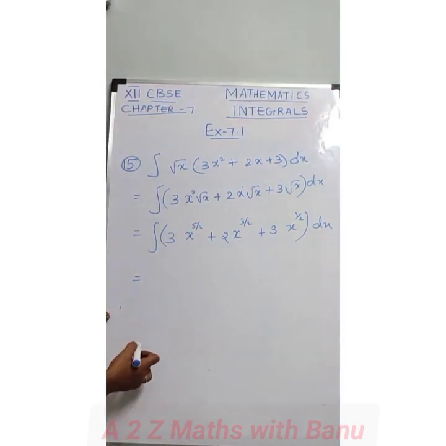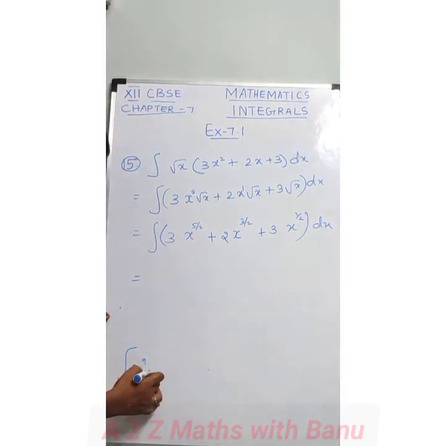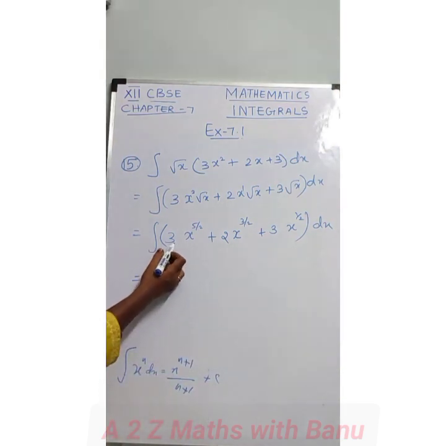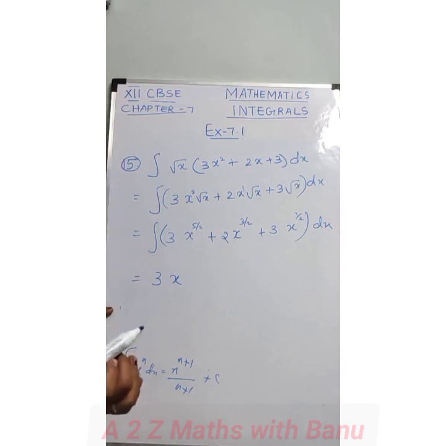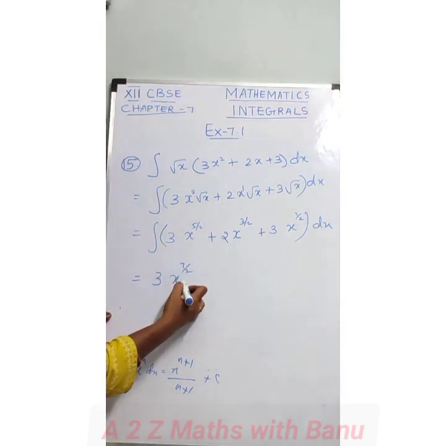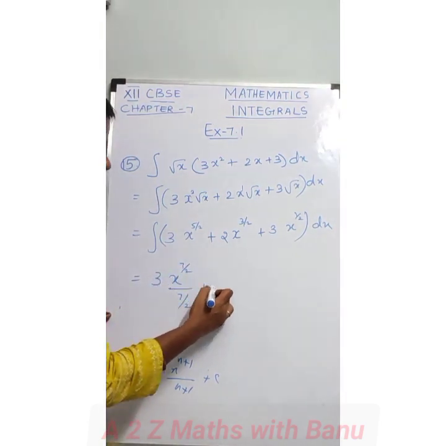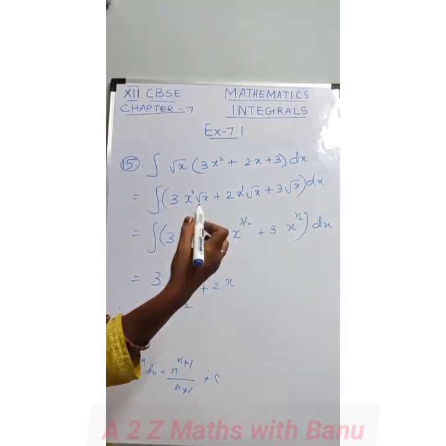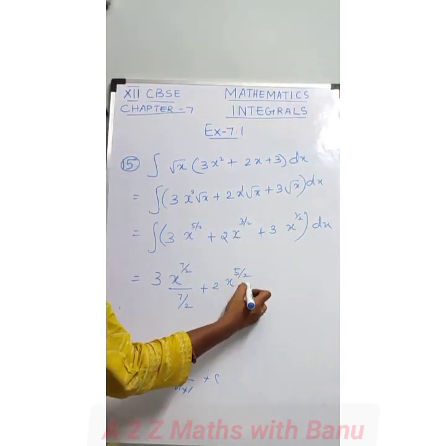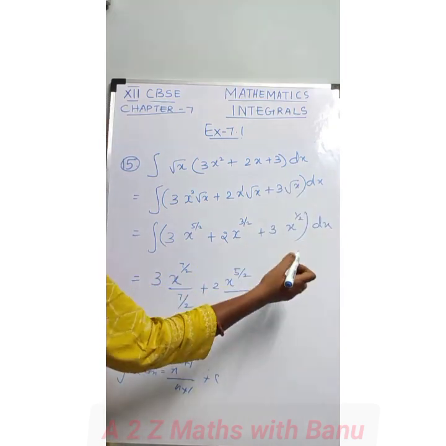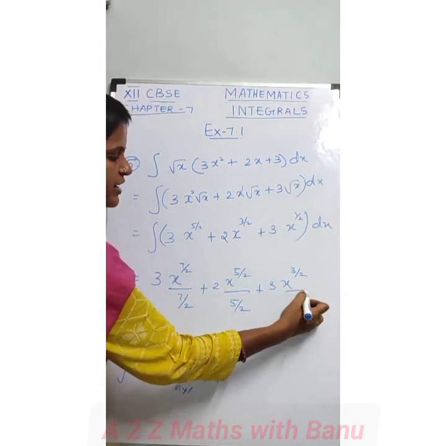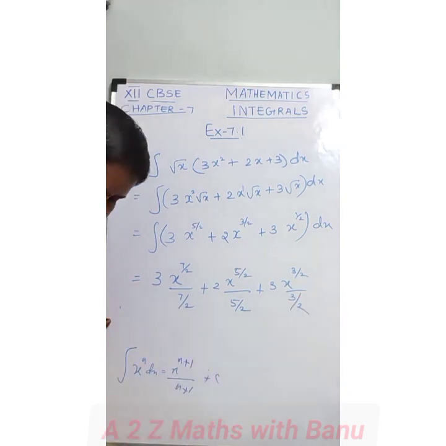Now I am using the formula again, integral of x power n dx is going to be x power n plus 1 by n plus 1 plus c. So you can take 3 outside. So x to the power 5 by 2 plus 1 is 7 by 2 divided by 7 by 2, and 2 x to the power 3 by 2 plus 1 is 5 by 2 divided by 5 by 2, and 3 x half plus 1 is 3 by 2, so 3 by 2 divided by 3 by 2.